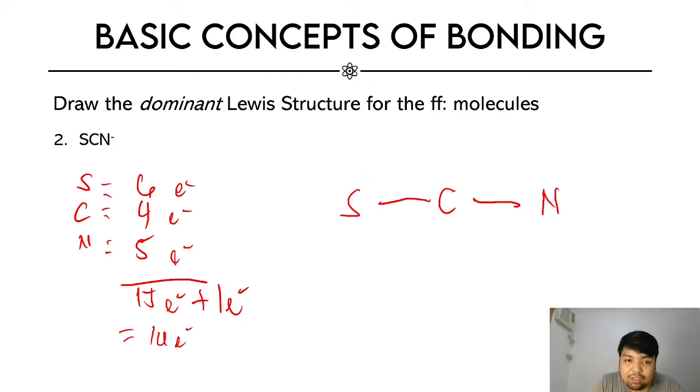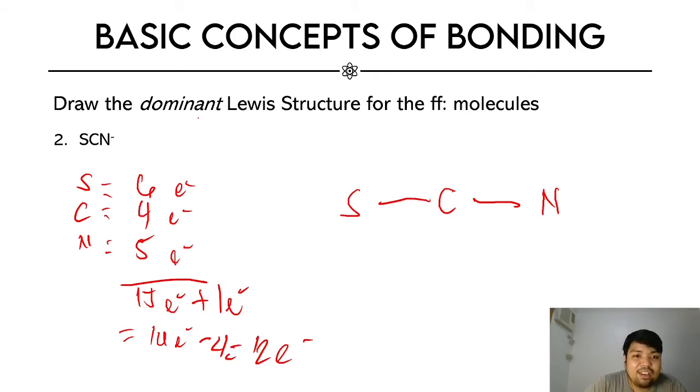We proceed to step 2, wherein we identify the central atom, then draw the lines connecting the central atom with the other atoms of the molecule. So we use 24 electrons here as our bonding electrons. So we subtract that. So we have 12 valence electrons left. Then proceed to step 3.